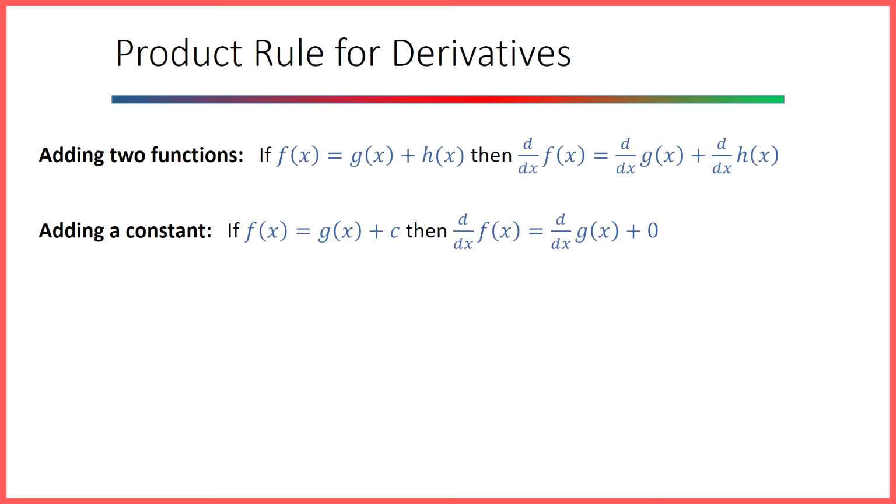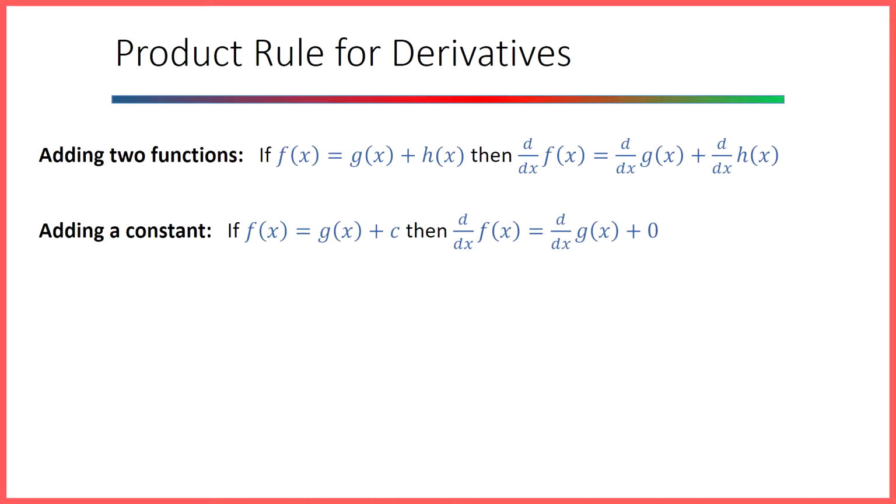In our last toolbox, we were able to derive an equation for computing the derivative of a function that is the sum of two different functions if we already know or can compute the derivatives of those other two functions. If f of x equals g of x plus h of x, then the derivative of f of x is simply equal to the derivative of g of x plus the derivative of h of x. The second definition up there actually follows directly from the first.